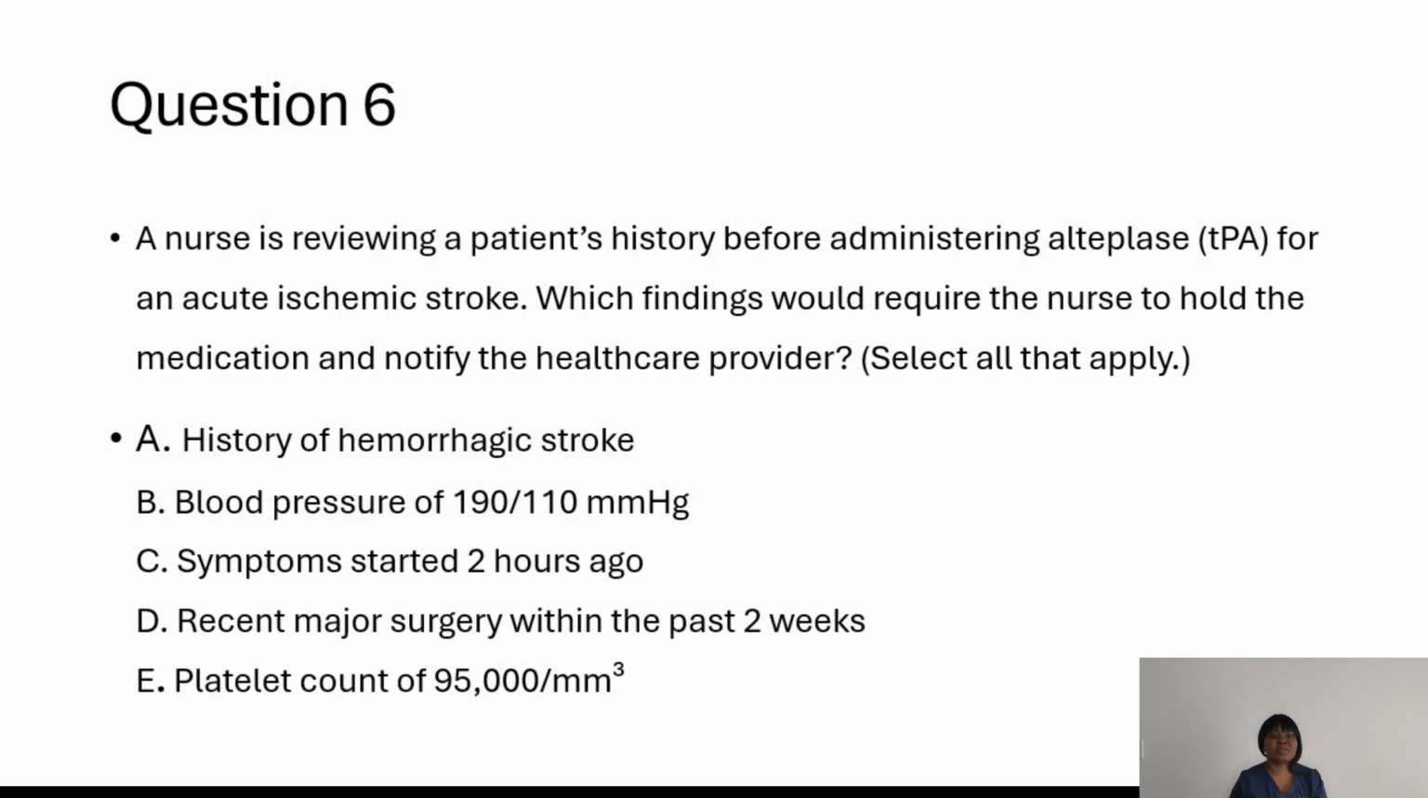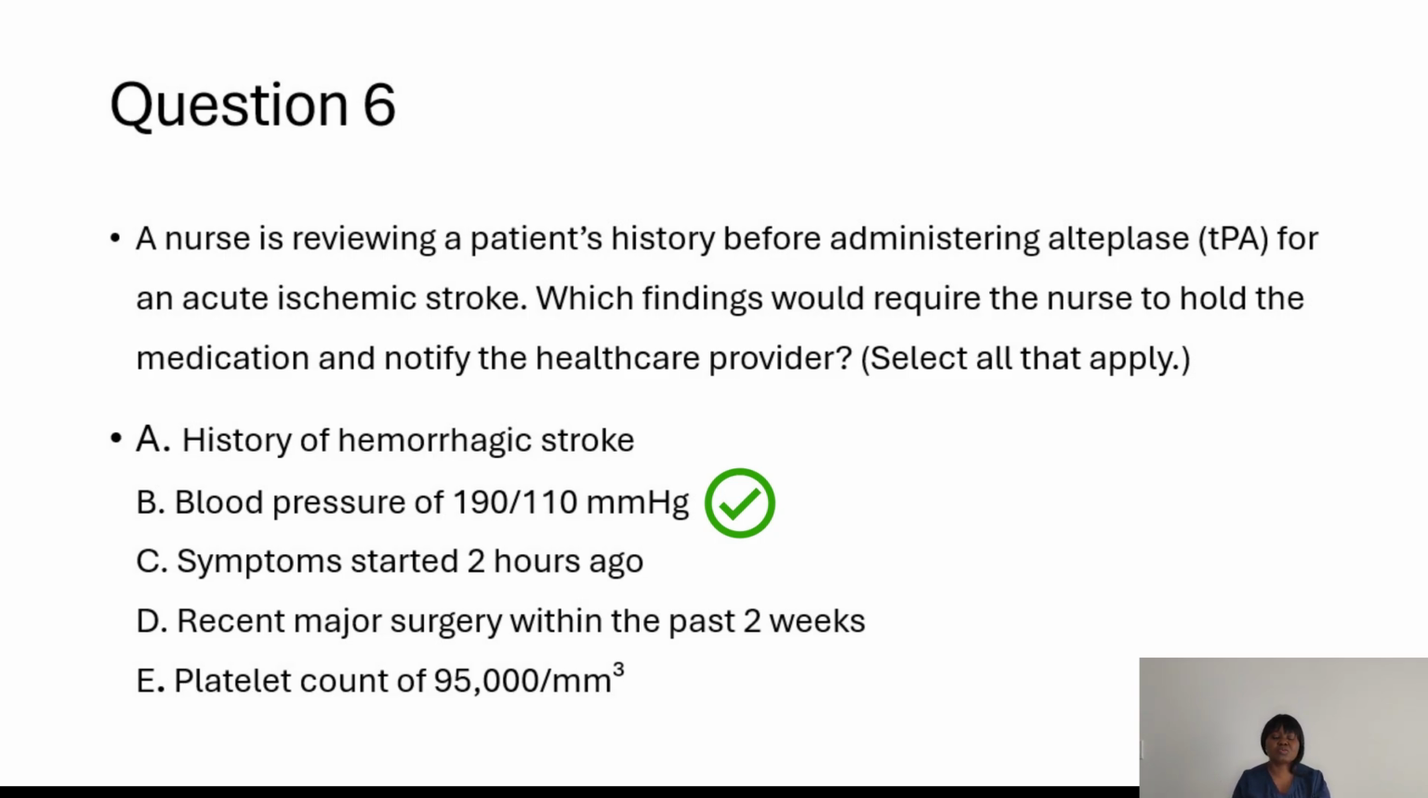A, history of hemorrhagic stroke. Yes, we don't use thrombolytics for a patient that already has a hemorrhagic stroke. We use it for ischemic stroke. B, blood pressure of 190/110. Yes, we don't use thrombolytics on it. So it's a contraindication for high blood pressure.